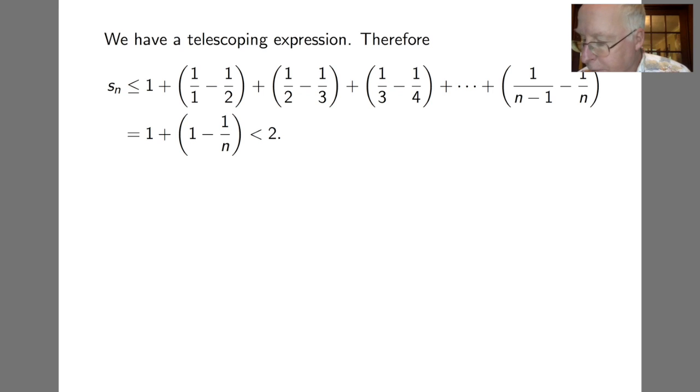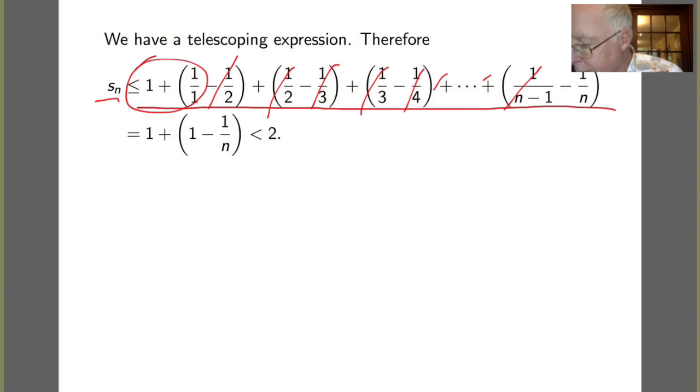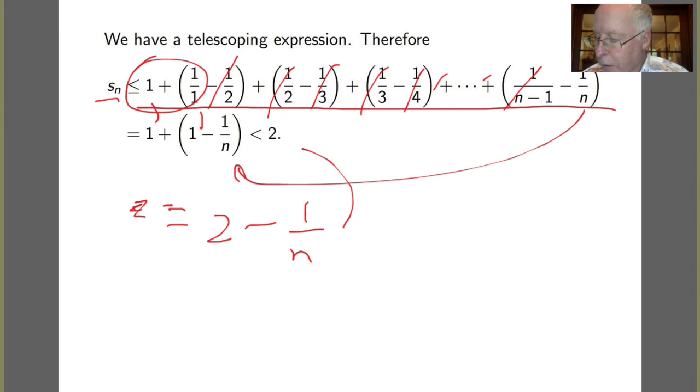Our S sub n, we saw, is less than this sum because we got this by making denominators smaller. And we just saw the cancellation here. The survivors are here and here, that 1, and the minus 1 over n minus 1. And of course, this comes out to be equal to 2 minus 1 over n, which is less than 2. So it doesn't matter how long you make the partial sums, go as far as you like, you're always going to have something less than 2.